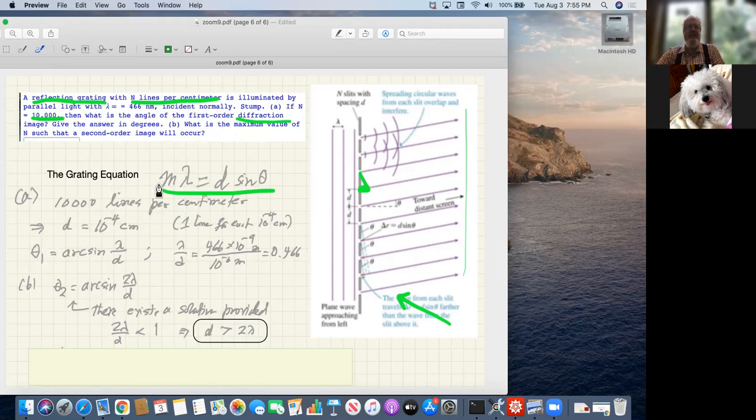Well, it'll be given by m equals 1. So theta will be the arc sine of m lambda over d. And this d is 10 to the minus 4. So it'll be lambda, which I guess is this blue color or violet color, 466 nanometers, divided by 10 to the minus 4 centimeters, which is 10 to the minus 6 meters. So that'll be 466 times 10 to the minus 3, 0.466 radians.